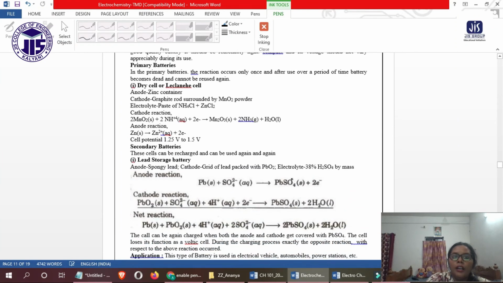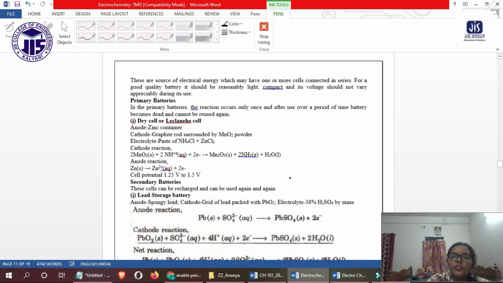Now we will discuss the dry cell. A battery is a source of electrical energy which may have one or more cells connected in series. For a good quality battery, it should be reasonably light, compact, and its voltage should not vary appreciably during its use. Now the primary battery: in a primary battery, the reactions occur only once, and after use over a period of time the battery becomes dead and cannot be reused again.